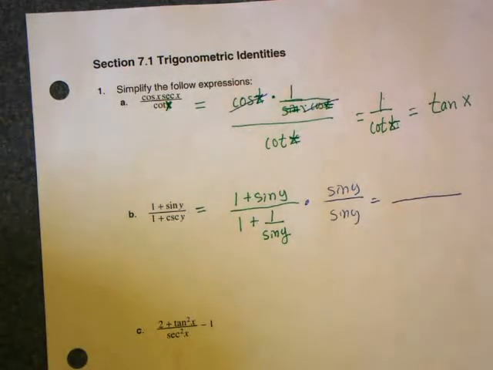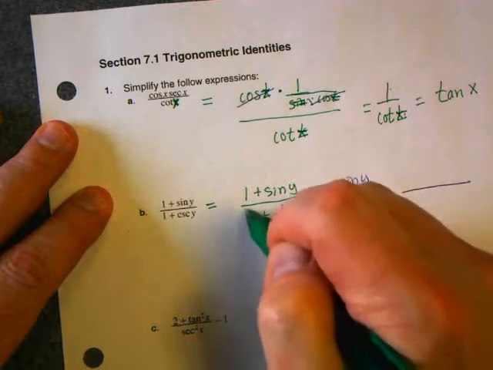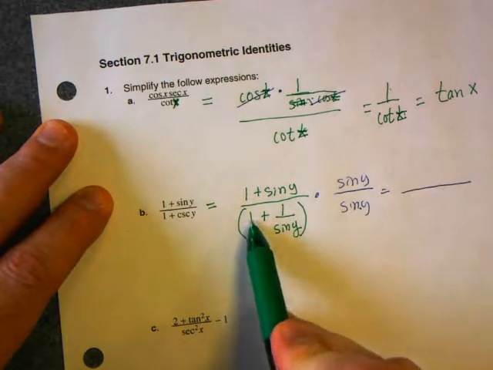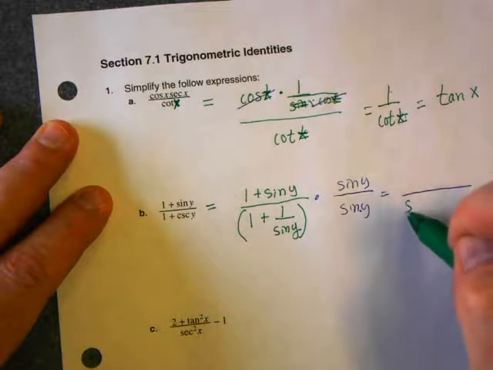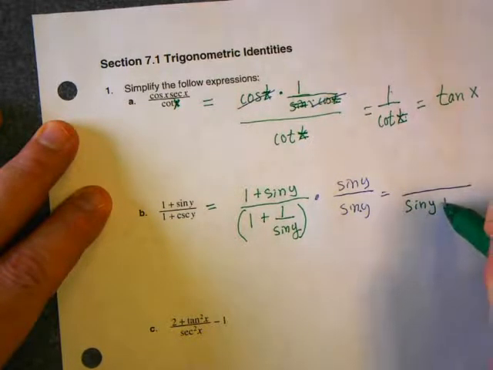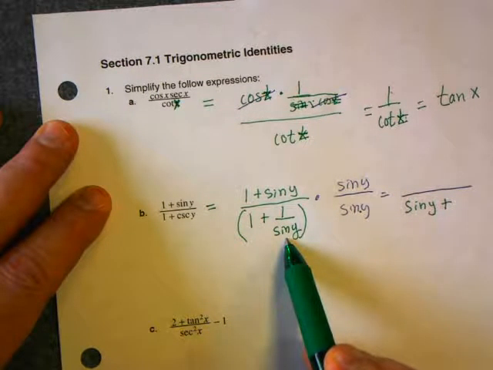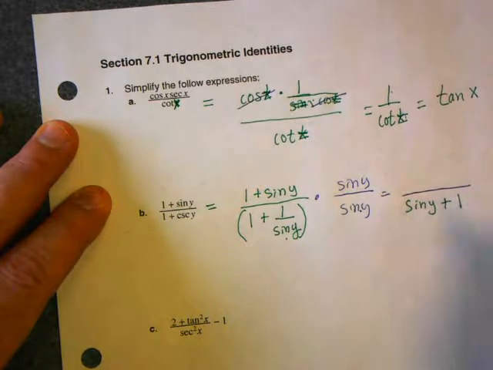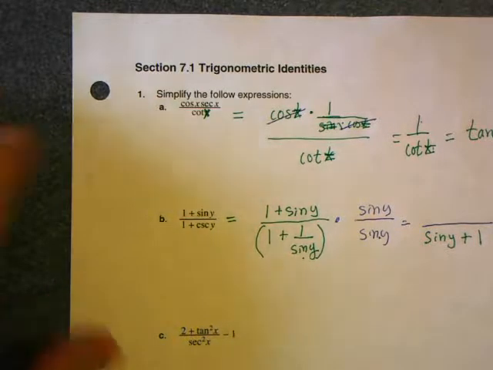And I especially want to do that on bottom. I'm going to take this sine, and of course I've got to distribute it through. What's sine y times 1? Sine y, that was a trick question. Plus, what's sine y times 1 over sine y? 1. So you see how that gets rid of the complex part of the fraction? Gets rid of the fraction within the fraction?